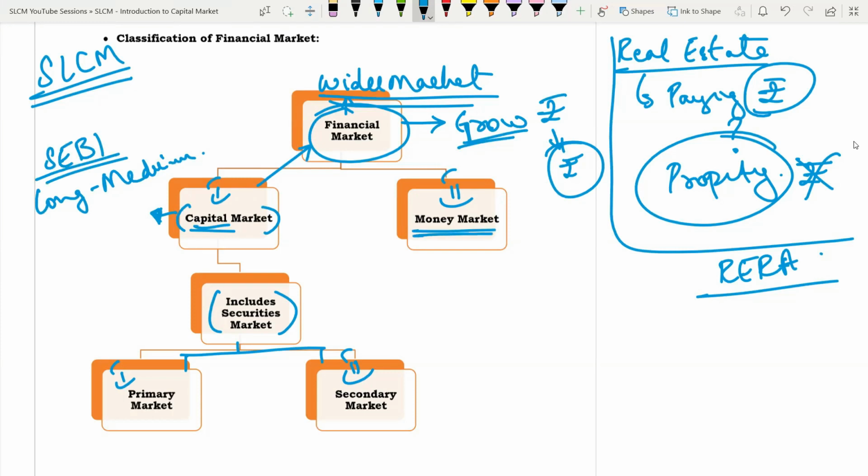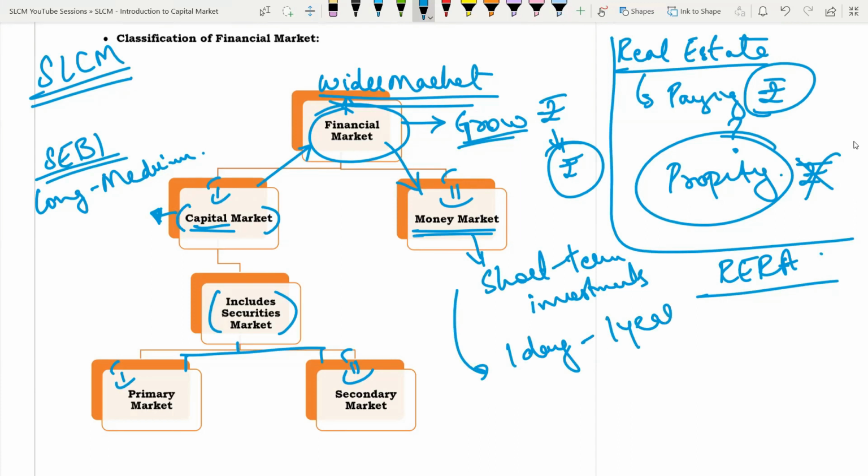Talking about the money market, it is the same because it is an aspect of the financial market. You're investing in monetary terms and expecting the returns also in monetary terms. But the main difference between the capital market and the money market is that the money market focuses on short-term investments. Mainly, the maturity period of these instruments is anywhere between 1 day to 1 year. Talking about the maturity, on the other hand, capital market investments are for a longer duration. Okay, this is the basics of the classification.